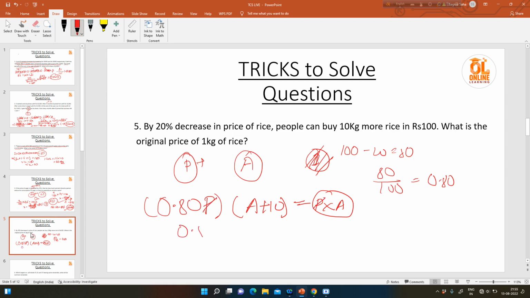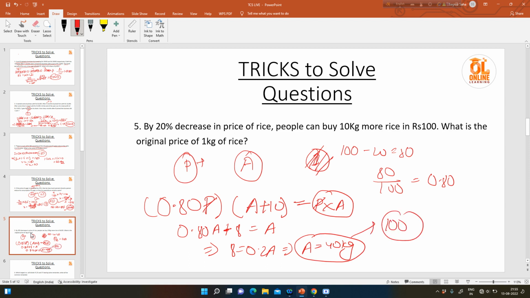Now if you solve it, 0.80a plus 8 is equal to a. Okay, then a minus 0.80a, so 8 is equal to 0.2a, so a would be becoming 40 kg. So initially the person could have bought 40 kg rice in rupees 100, right? So what is the original price of 1 kg rice? It would be 100 by 40, that is rupees 2.5.